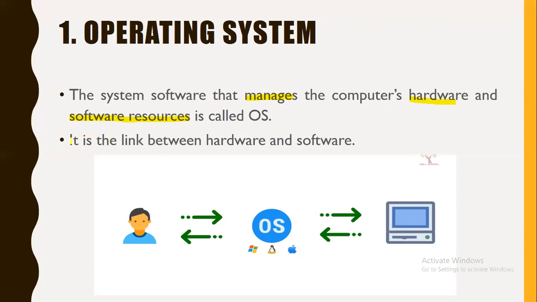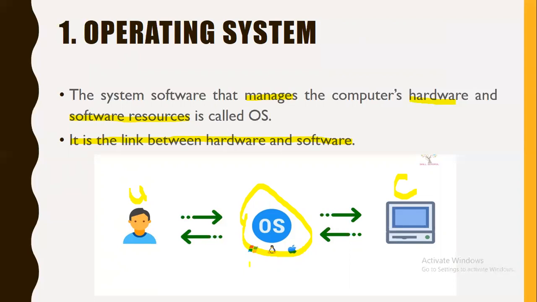Basically, operating system is the link between the hardware and the software. So the users cannot use the computer in the absence of this operating system. If we don't have a proper operating system, we cannot even turn on our computer. We cannot perform any task on the computer.